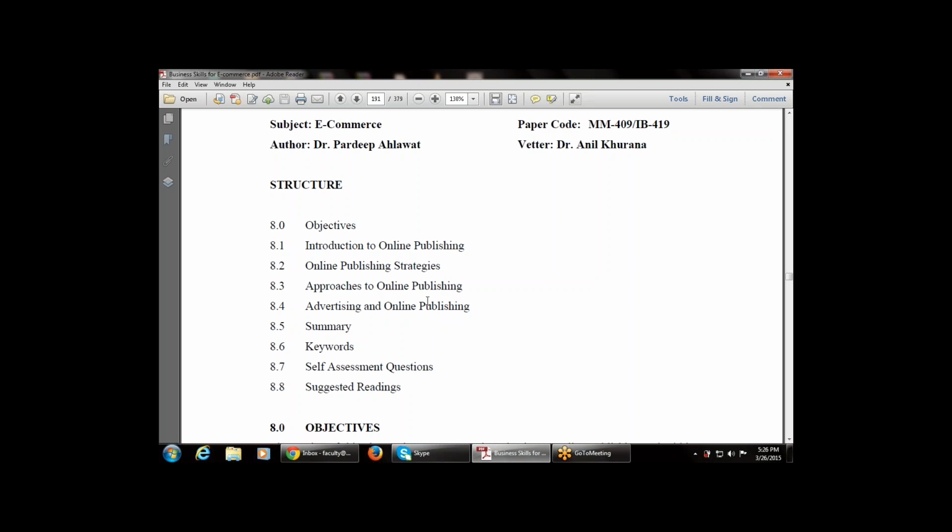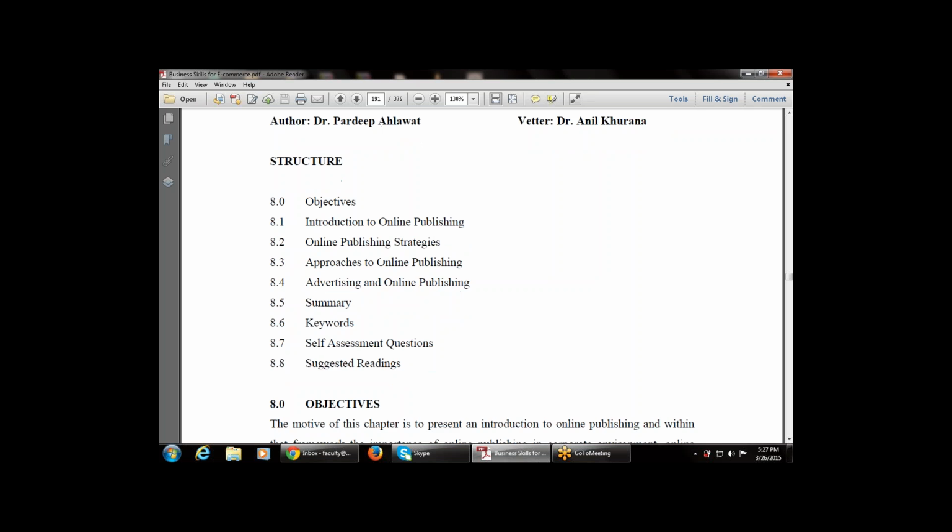Then introduction to online publishing, that is, what is online publishing and what are the various online publishing strategies. Then approaches to online publishing, advertising and online publishing, that is, how to do the advertising on online publishing. Then summary, keywords, self-assessment questions and the suggested readings. So these are the various topics in this chapter.